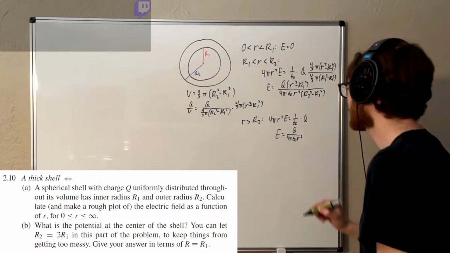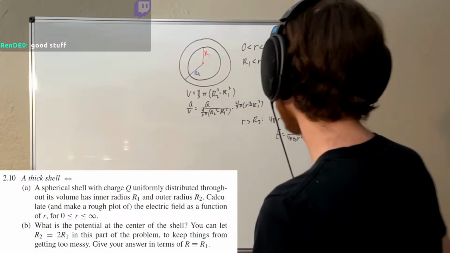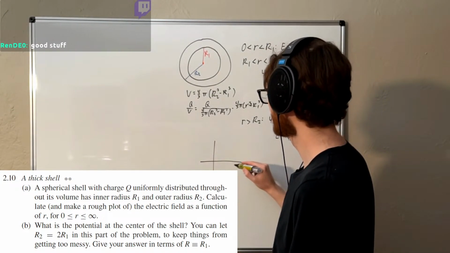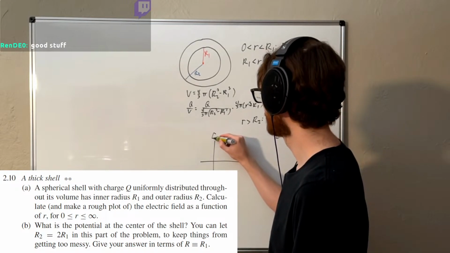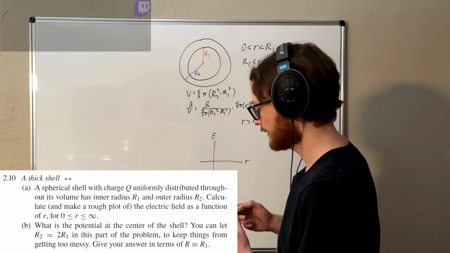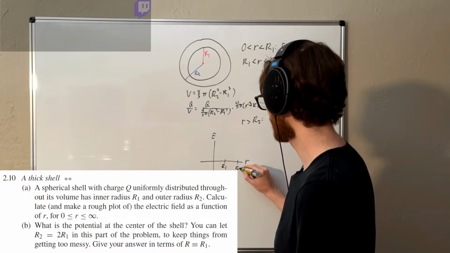4 pi epsilon naught r squared. I think that's okay with me. Good stuff, glad to hear. We need to make a rough plot of it. So let's do a rough plot, I guess. Our significant boundaries are going to be R1 and R2.